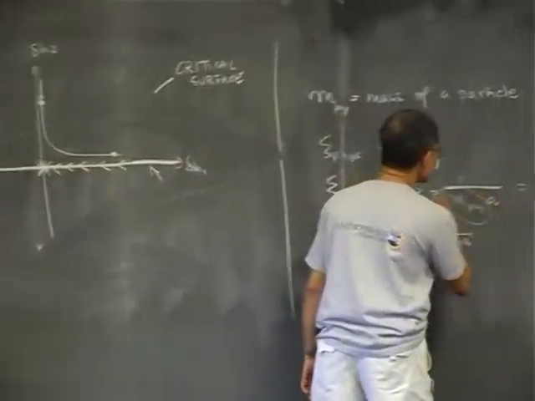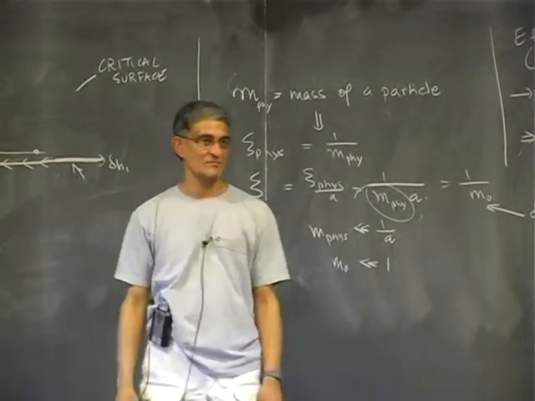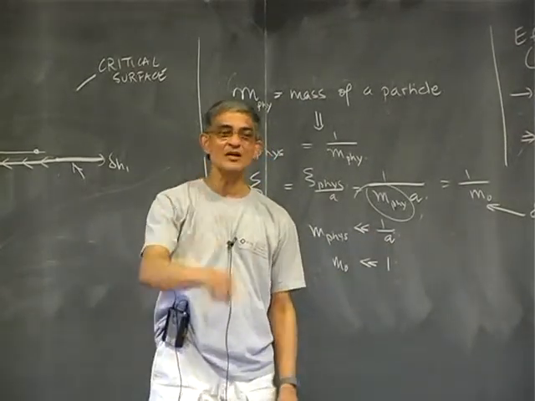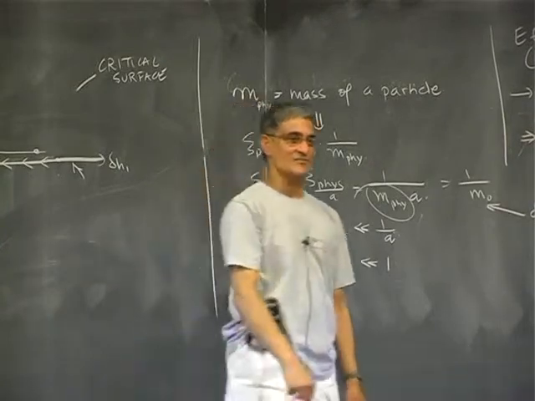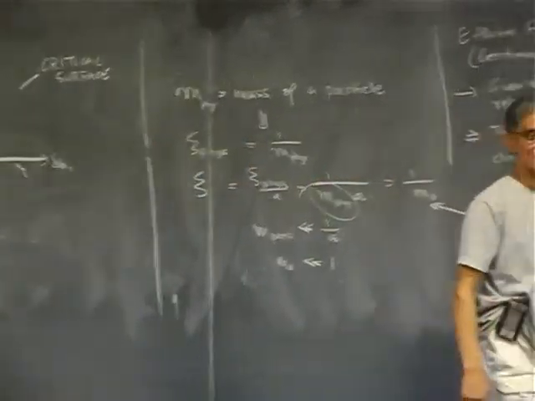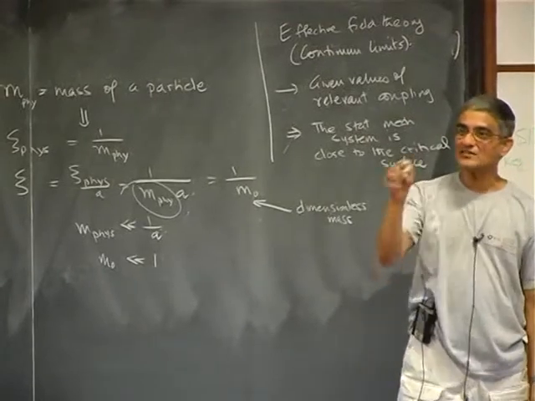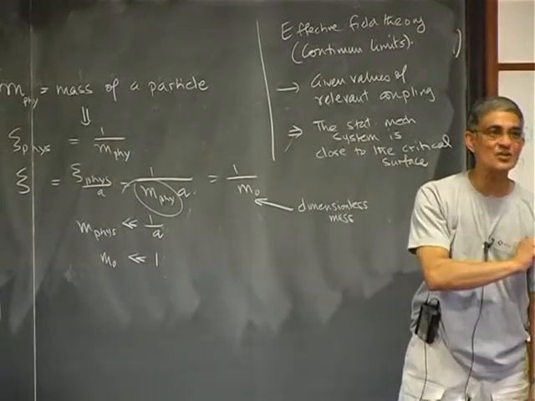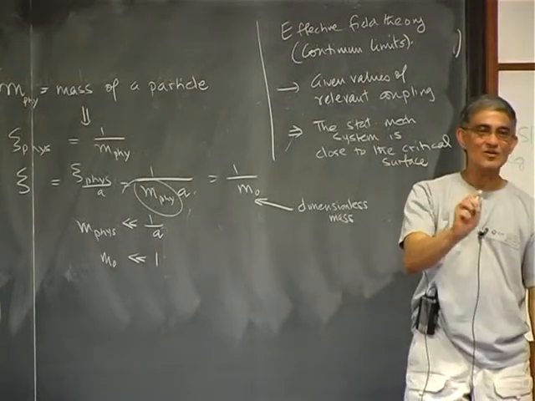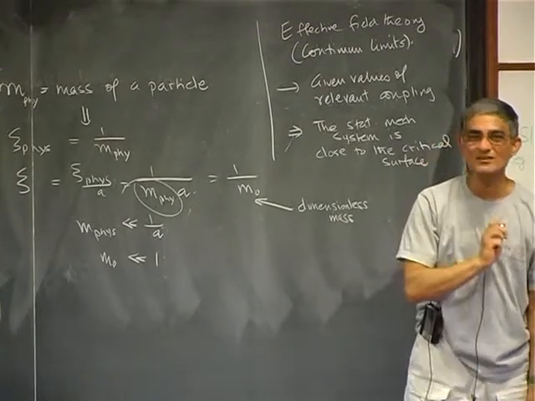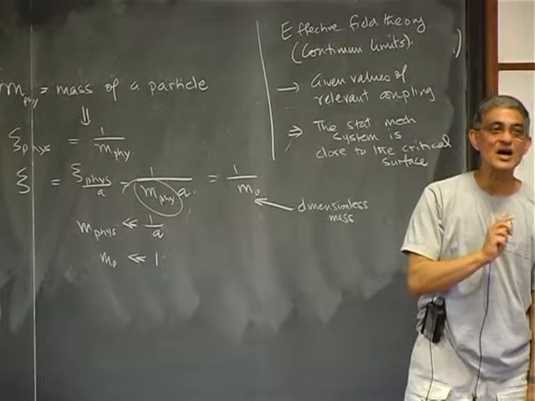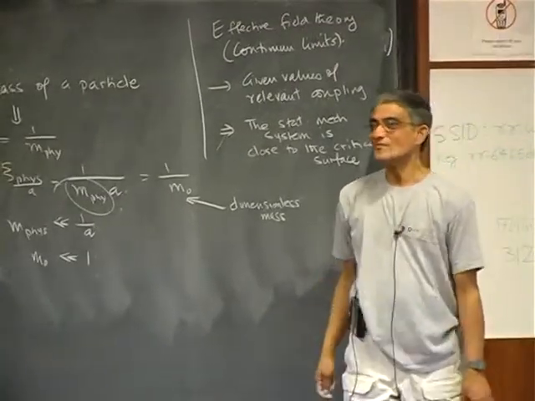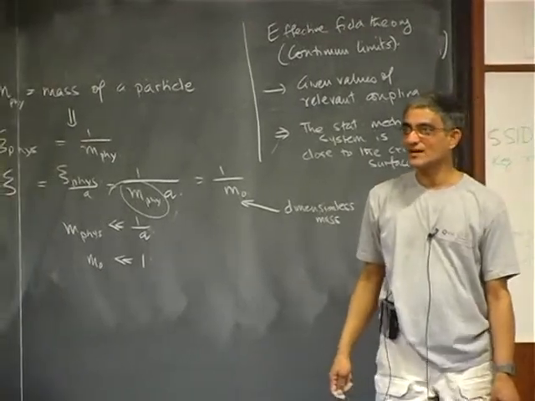I give you the value of mass m physical, a pion of mass 140 MeV, and tell me the lattice system which is going to describe that. The lattice system which I'll write down in order to describe a pion of mass 140 MeV is going to have a dimensionless mass which is tiny, tiny, tiny small.